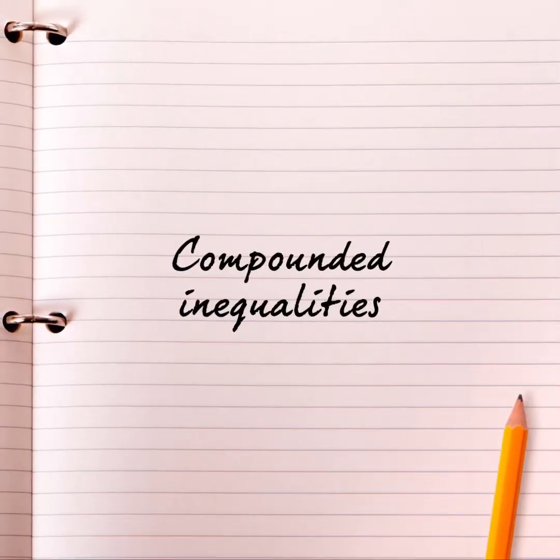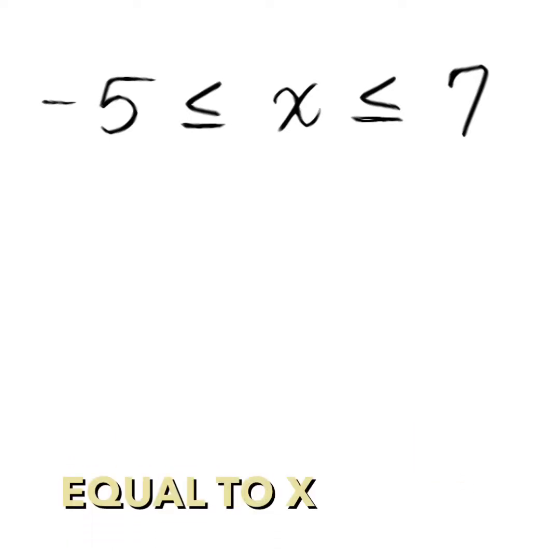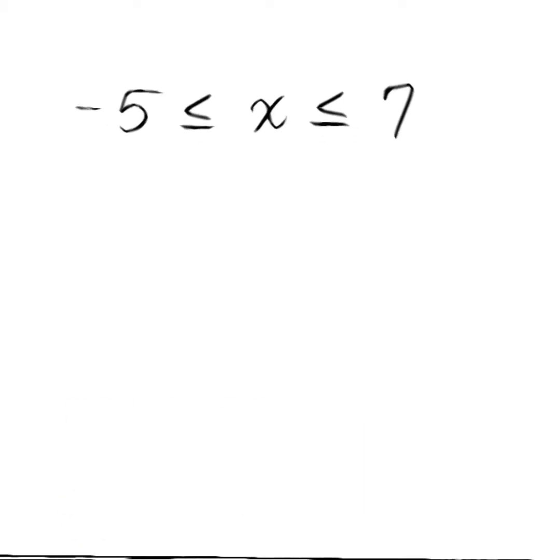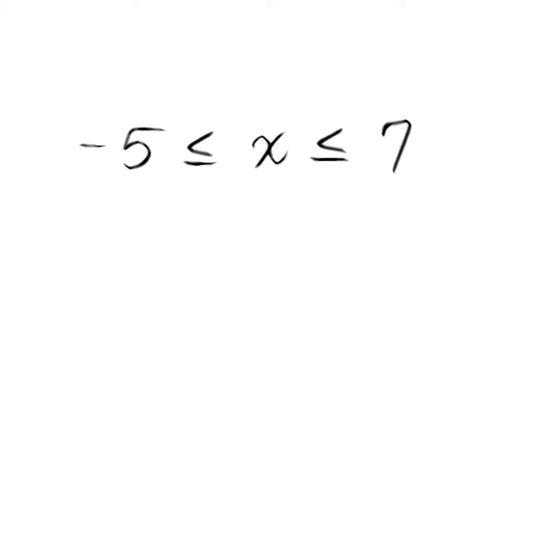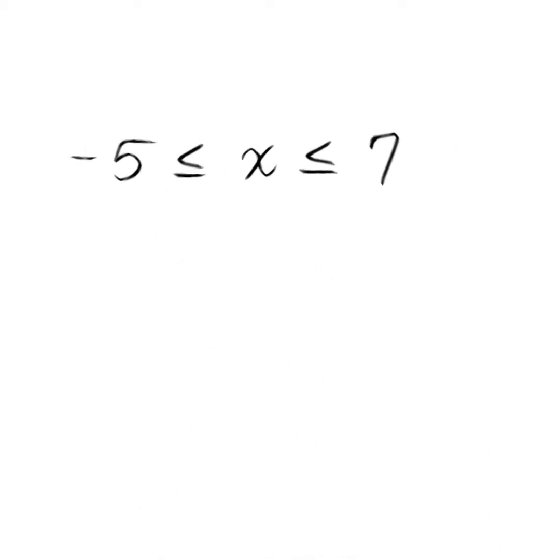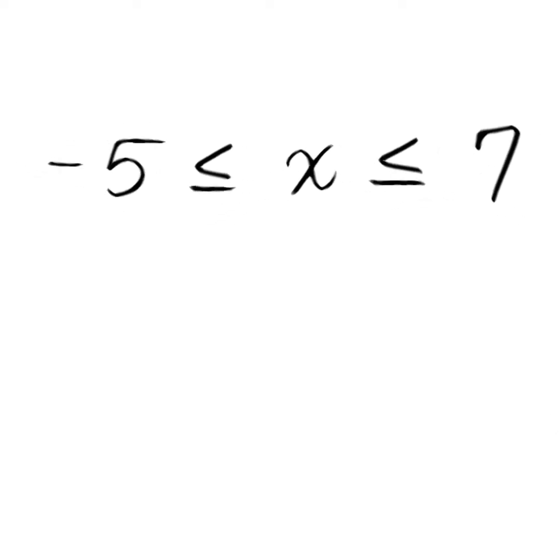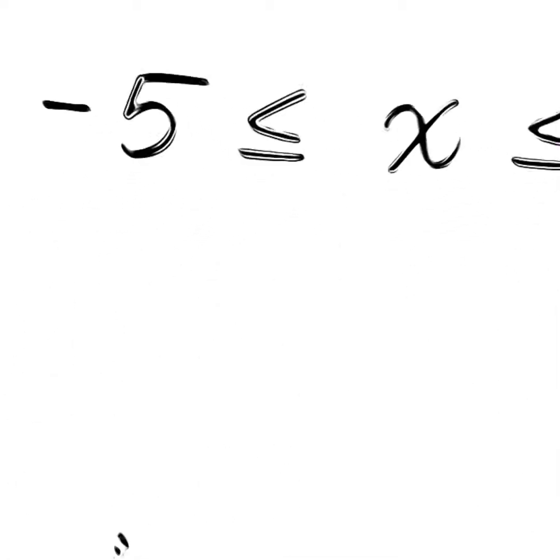Now let's look at some compounded inequalities. -5 is less than or equal to X is less than or equal to 7. This is basically letting us know that X is in between -5 and +7. All right, so to write this down on the number line, these are the 2 numbers that we must write. We have to write down -5, and we also have to write down +7.